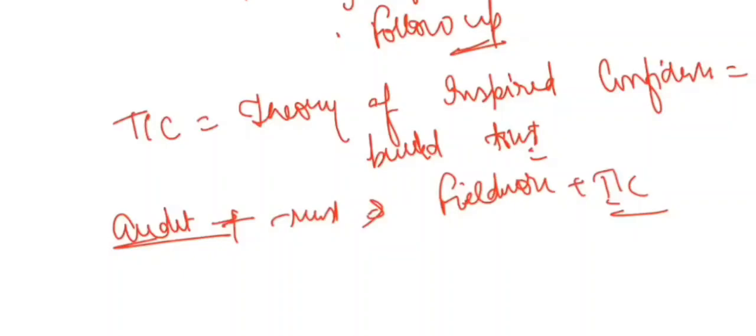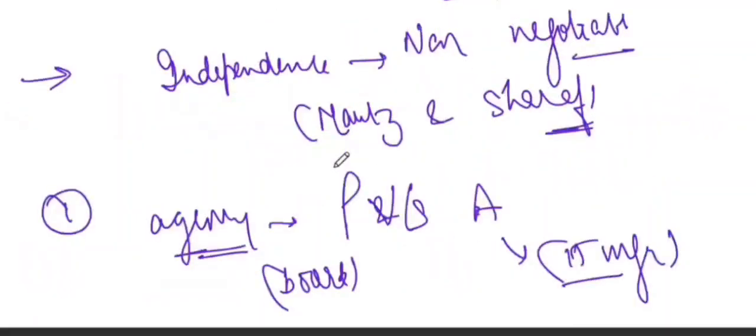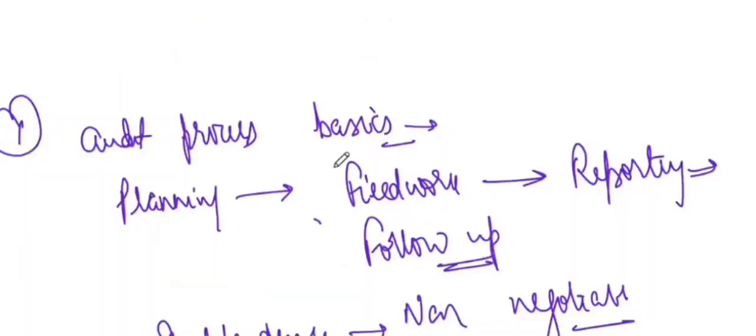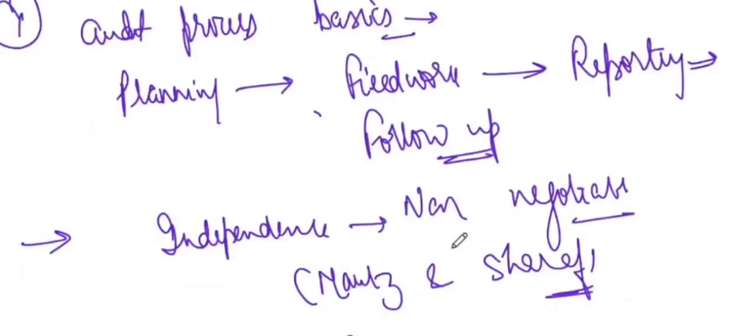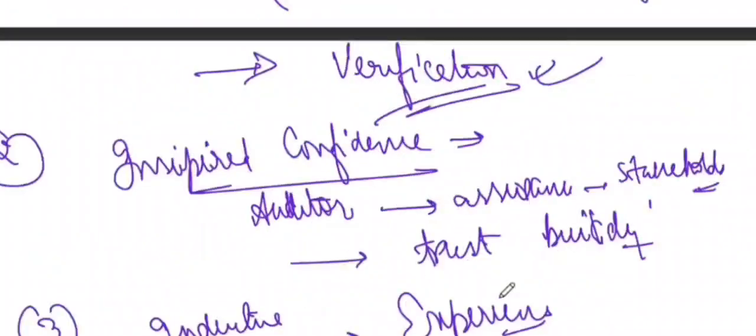So just now we have discussed IS audit planning. There are some phases. What are the phases? Just now I told you: planning, fieldwork, reporting, and then follow up, PFRC. Independence is mandatory, non-negotiable. You cannot negotiate with independence. And theory of inspired confidence, it provides assurance to the stakeholder. I hope till now everything is crystal clear. Let's look at the next question that we have.